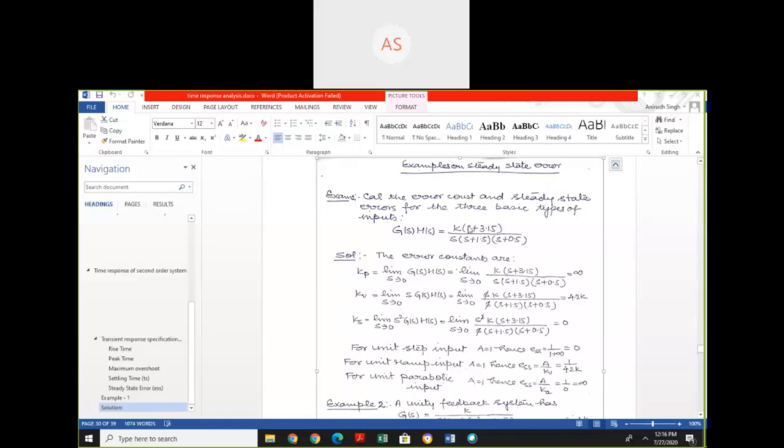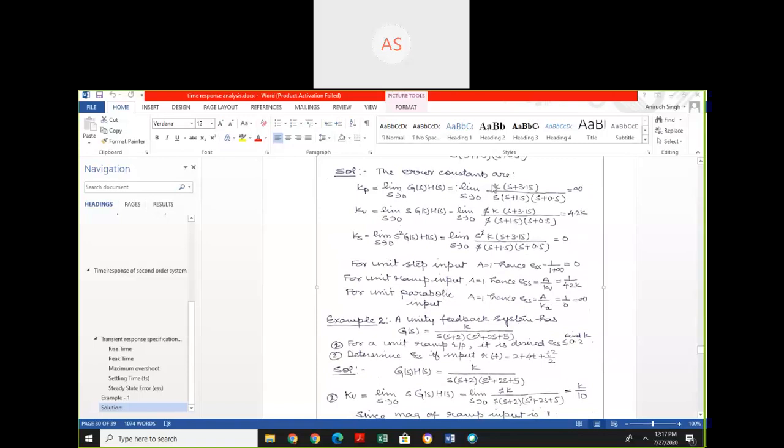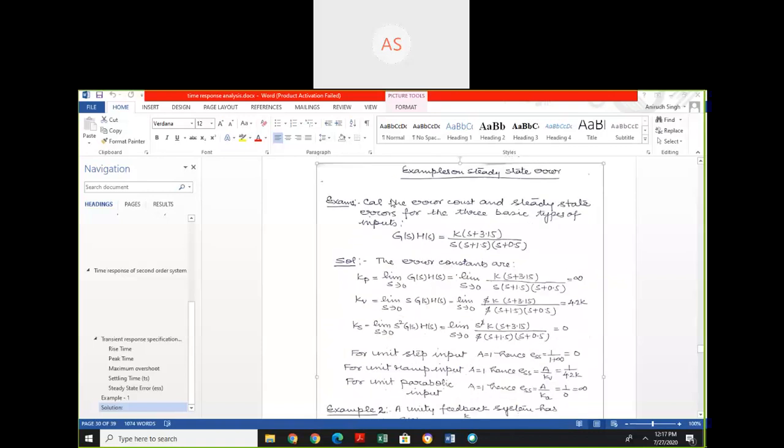Three basic types of input means we have to calculate the error constants and steady state error for unit step, for ramp input, and for parabolic input. Here, the error constants are given by Kp. The first error constant is Kp, the positional error coefficient. This positional error coefficient is given by the formula limit s approaches 0 of G(s)H(s), and G(s)H(s) is given by this equation.